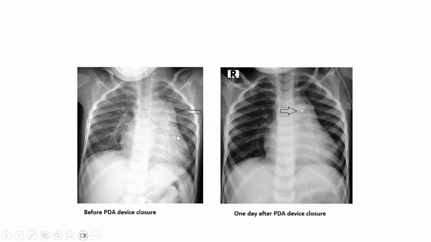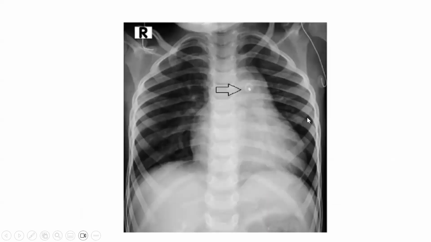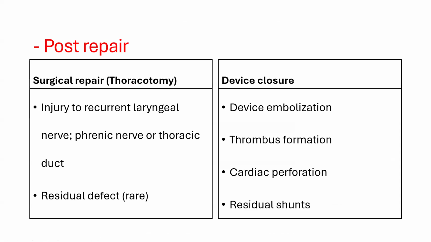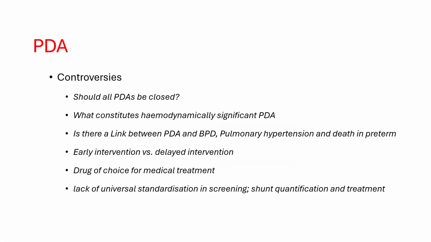On X-ray here, after we've implanted the device, you can see the prominent pulmonary artery here, and then you can see the device on this side as well. That's how the device will look after it's been implanted on X-ray. Post-repair, because of the proximity of the recurrent laryngeal nerve to the ductus arteriosus, it can be injured when the repair is done. So that's something we look out for, as well as the phrenic nerve and the thoracic duct. With the device, typical problems: embolization, thrombus, perforation, residual shunts.